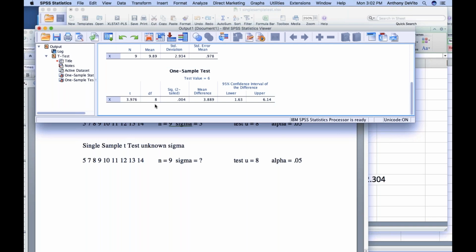But now SPSS actually gives you more information. If you look at the next column, it says significance two-tailed. Well, what is that? That's the area under the normal distribution when you're 3.976 standard deviations away from the mean on either side, right? In other words, this is the probability you would get that extreme a value for t if the two populations were the same. Translate that into, that's the probability you would be wrong if you reject the null hypothesis.